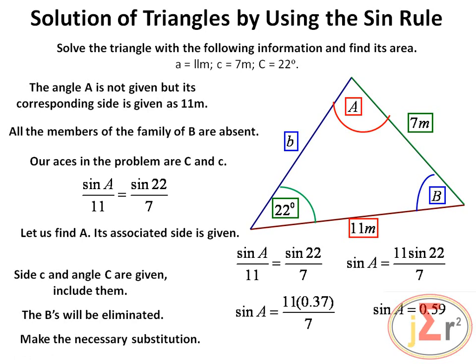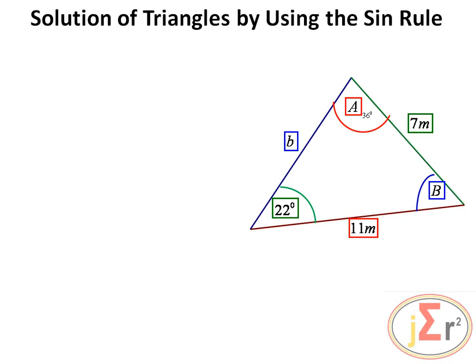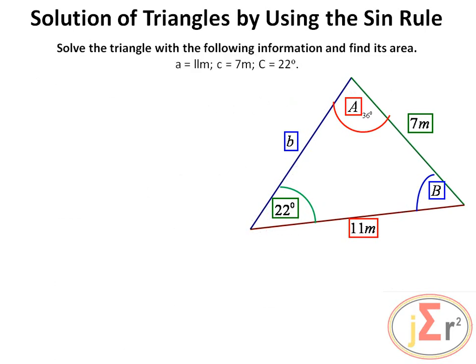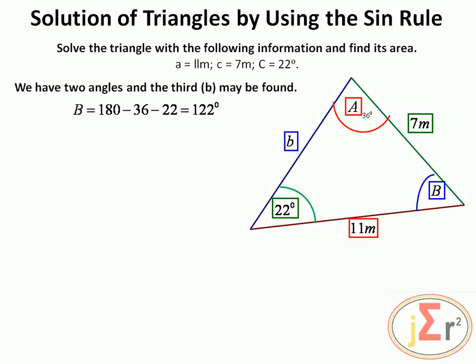So how do we find the angle A? We have seen that if we have the sine of the angle and we need to find the angle, we may use what is called sine inverse. So A is equal to sine inverse of 0.59, and of course that is equal to 36 degrees. Good. Now that we have two angles, what do we do? So we have two angles, and the third may be found easily by using 180 minus 36 minus 22, and that is equal to 122 degrees.